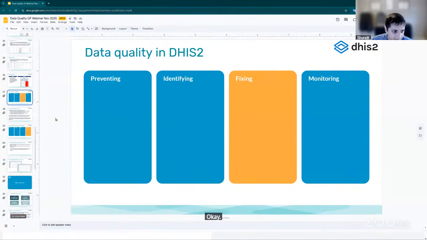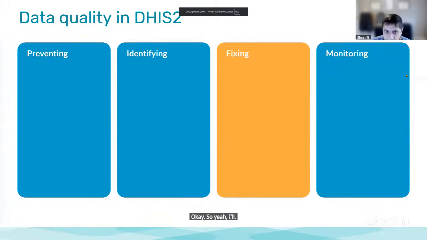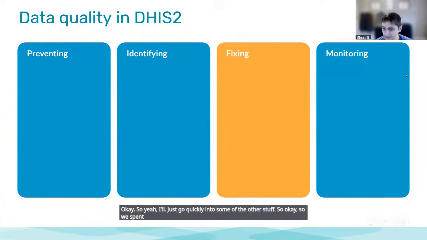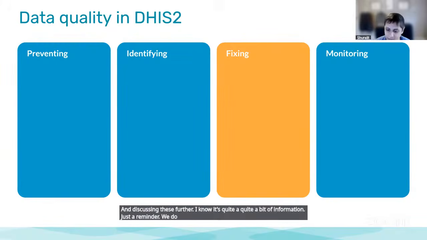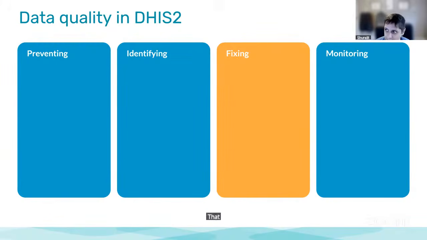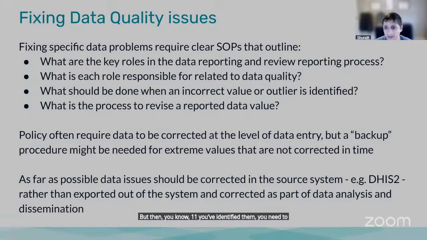Okay, so yeah, I'll just go quickly into some of the other stuff. So we spent a lot of time now on the identification component here, going over the different metrics that are available, and discussing these further. I know it's quite a bit of information. Just a reminder, we do have an academy next week that will dive into each of those concepts in a lot more detail. But then, once you've identified them, you need to fix them, right?